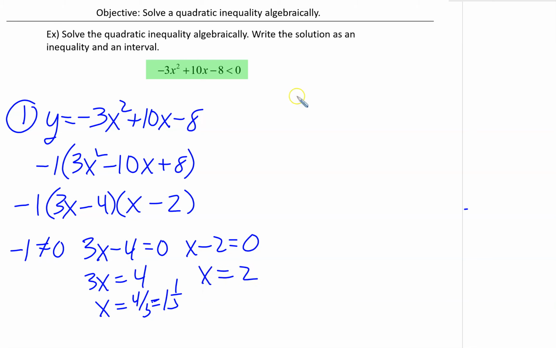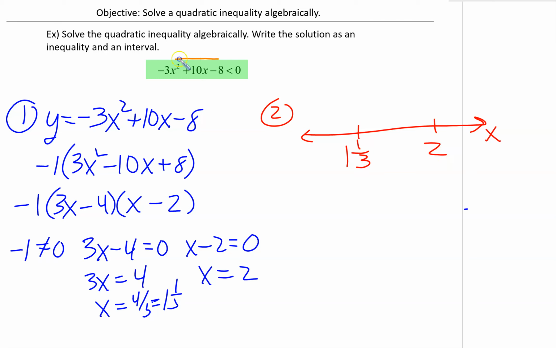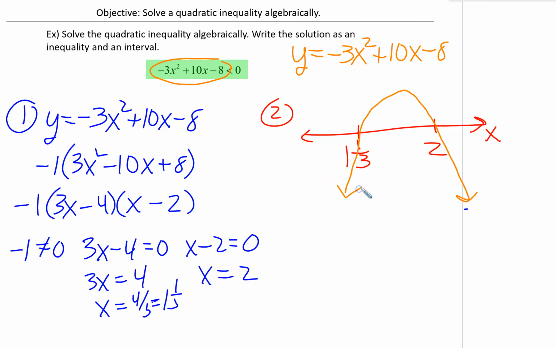So in my next step, when I go to make my number line, which represents the related x-axis, I have to realize 1 1/3 would be to the left of 2, since 1 1/3 is smaller than 2. Now I'm going to look at my function. So the related function here is y equals -3x squared plus 10x minus 8. And this parabola will open down because a is negative. So it does this.